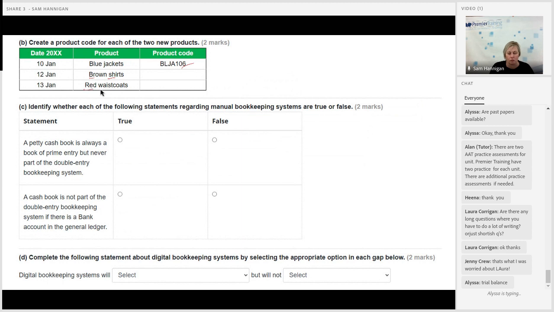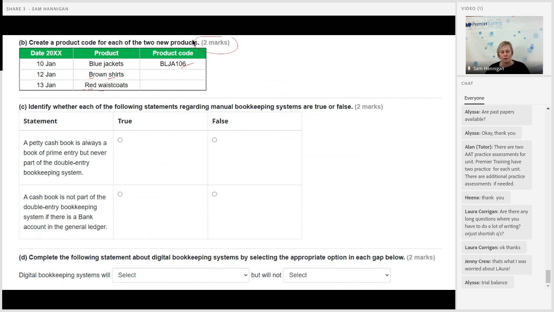Red waistcoats, REWA 108. Okay, crazy. 2 marks for that, just for putting in some letters and a couple of numbers. But why students make hard work of that, I really don't know. But again, I know people get under pressure, but they're the marks that you should be getting, okay? They're the ones that should be building your confidence up to move along with next questions.